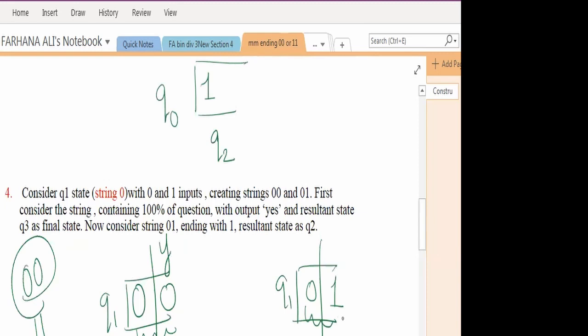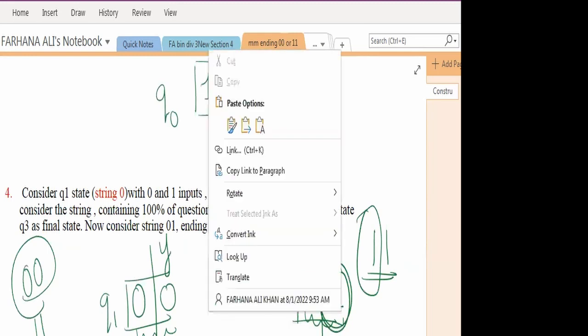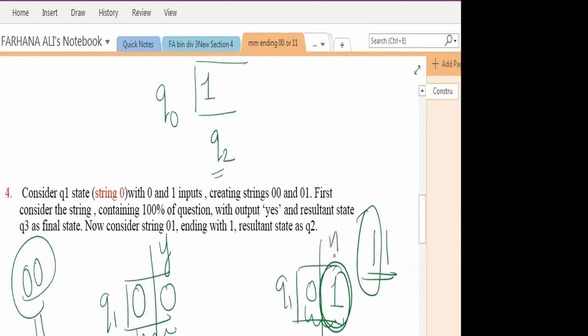Now we consider the newly generated string by Q1 with the next symbol 1, which will be 01. If you compare it with the targeted strings, it contains 50% of the required string. So this condition is already marked by the Q2 state. The resultant state for Q1 with the next input symbol 1 will be Q2, having the output N.